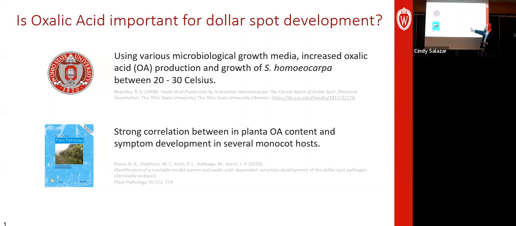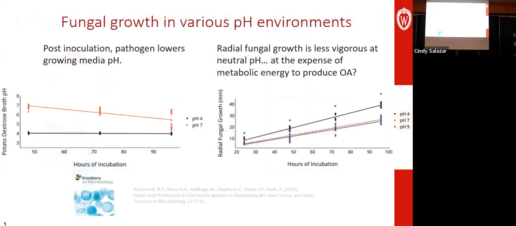One of my PhD mates in Jim Kerns' lab, Renee Rios, did some work looking at development of OA and production of OA in response to infection in various monocot hosts. So again, associations, but nothing really conclusive that oxalic acid was really important in dollar spot. And so again, one of the projects that Ron Townsend did, Ron is the master's student who did that nitrogen work, he also did a fair amount of laboratory work with the dollar spot fungus, growing them at different pHs and measuring the amount of oxalic acid that the fungus produced.